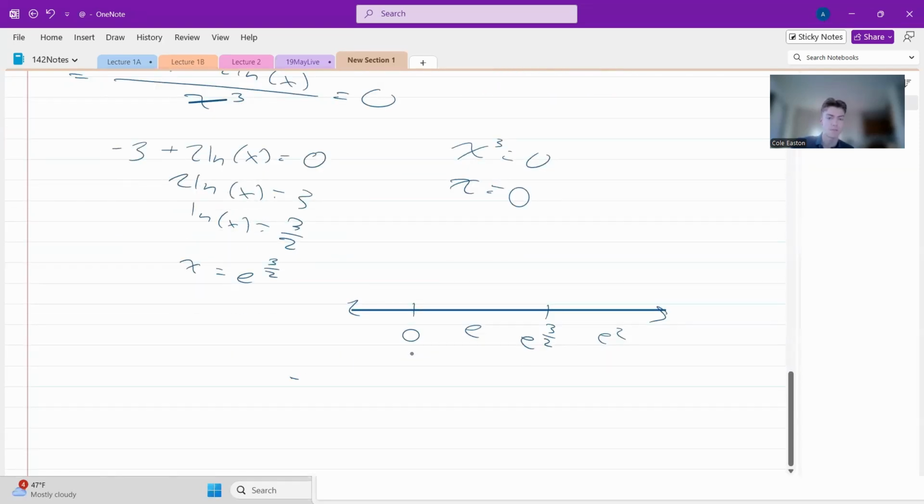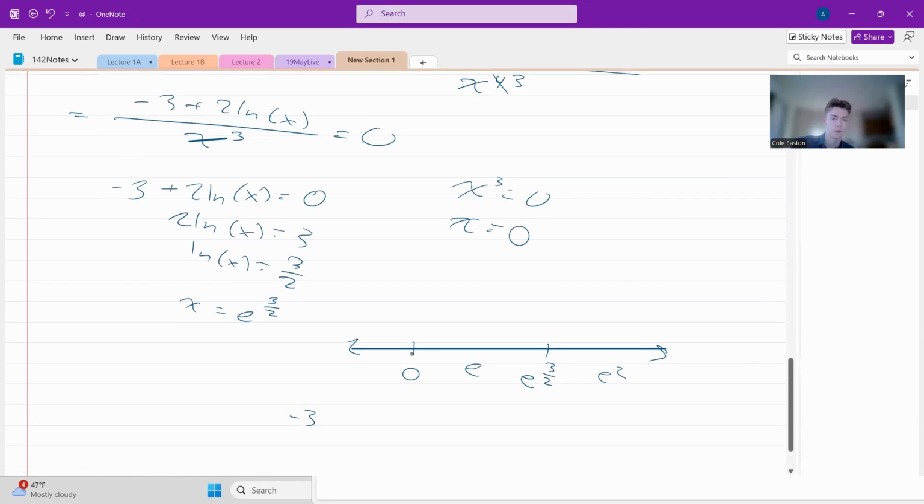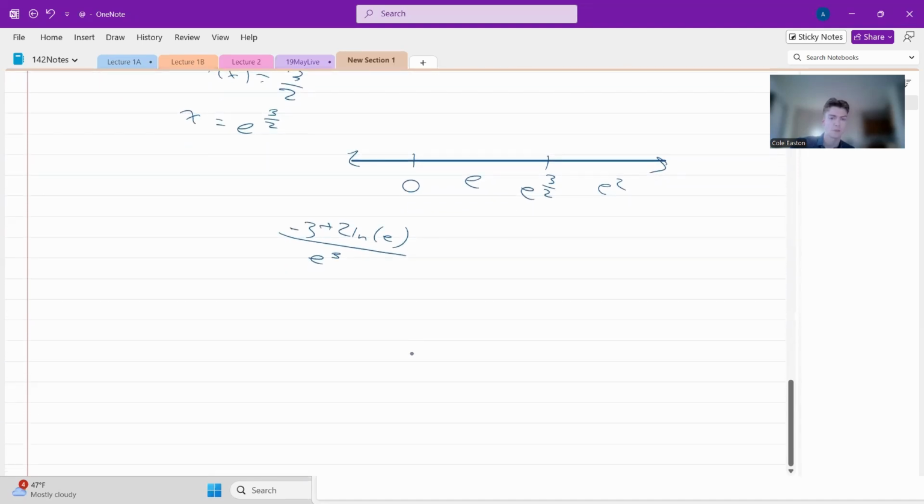So it's -3 plus 2 ln e over e cubed. So what does that give me? That gives me -3 plus 2 times 1 over e cubed. So that's -3 plus 2 over e cubed, which is -1 over e cubed. And so that's going to be a negative number.